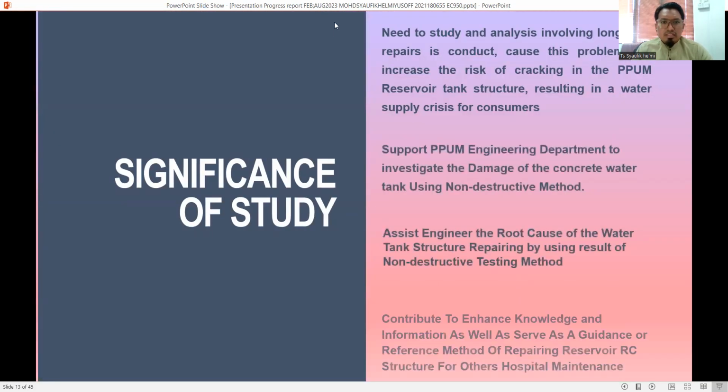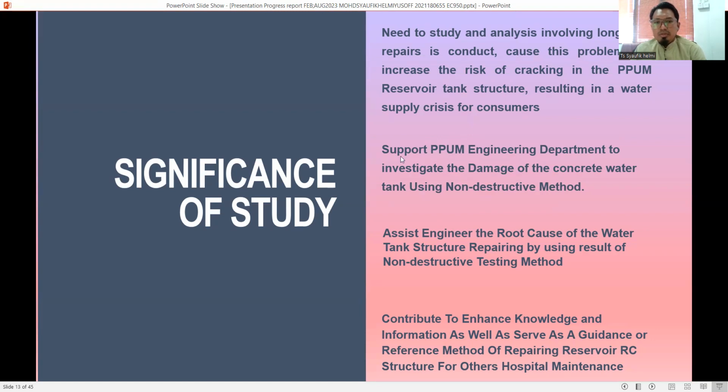So the significance of this study: the need to study the analysis involves long-term repairing. This is a milestone, as the repairing method is conducted because this problem will increase the risk of cracking in the PPM reservoir water tank. As we know, this reservoir water tank meets the water demand for the PPM building, and failure would result in a water supply crisis for the consumers.